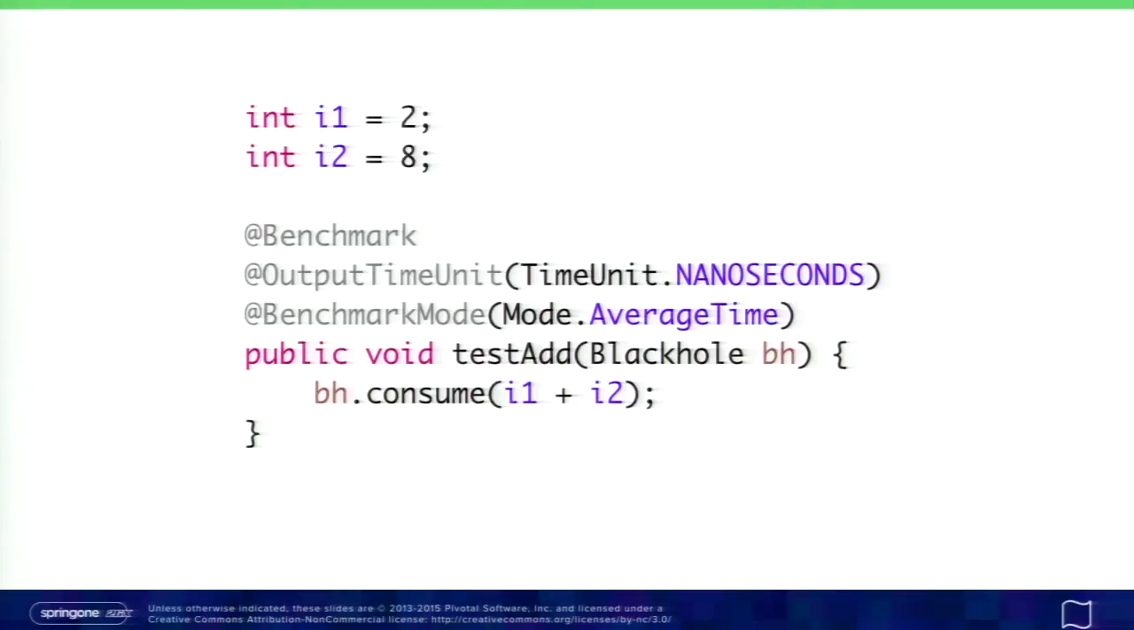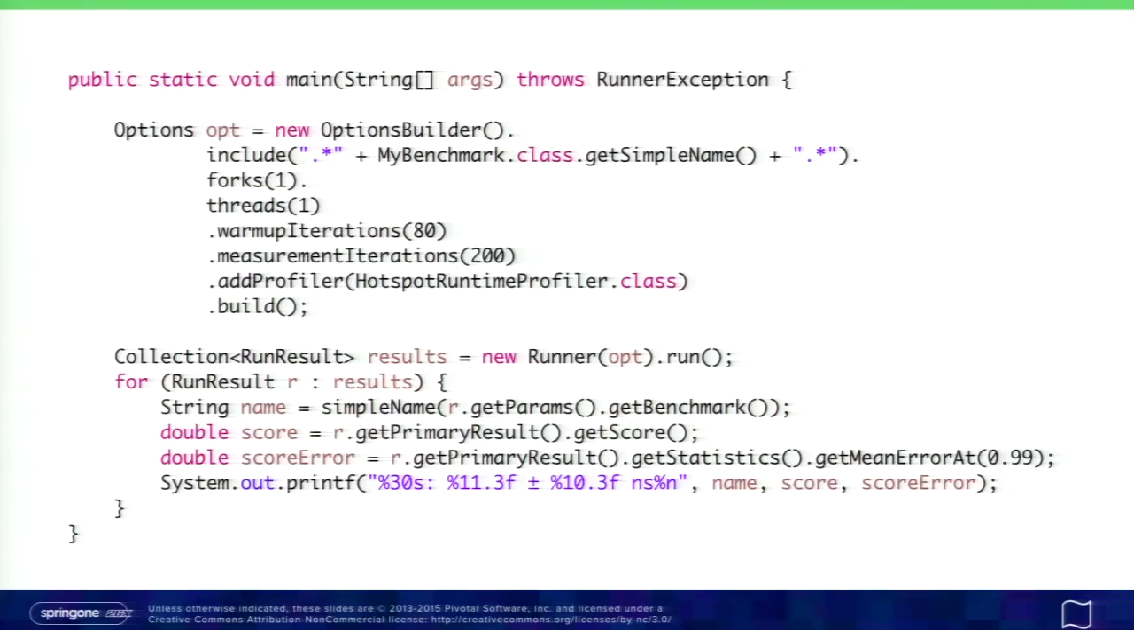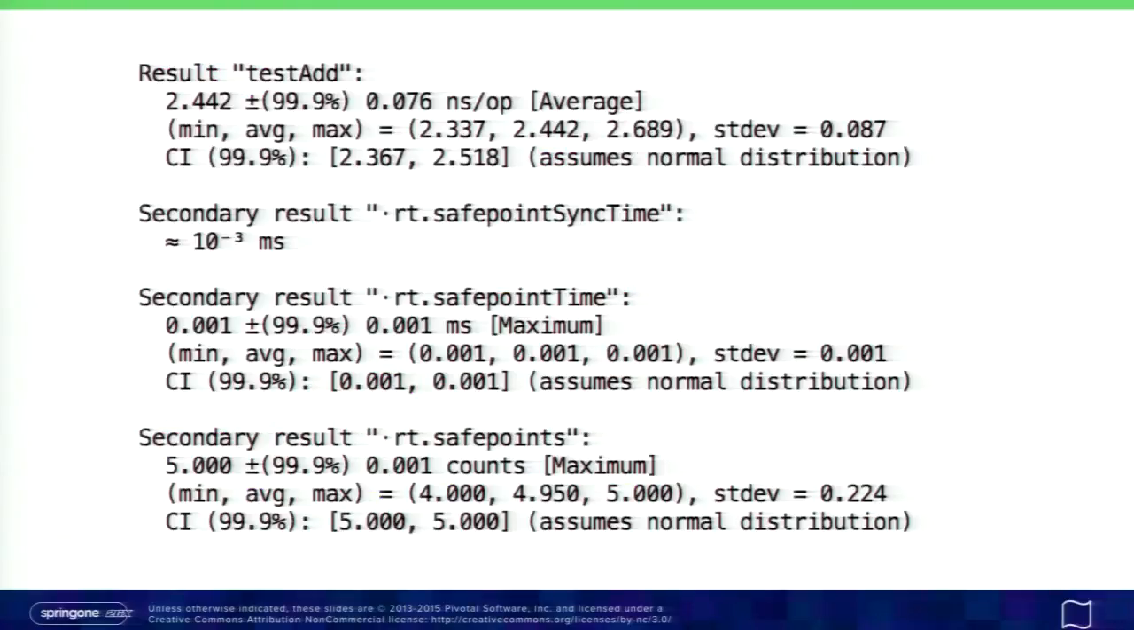All right, so let's write a few benchmarks here and examine Safepoints. This one's a simple one. It's taking two integers and just adding them together. To get Safepoint information, I'm first going to run with the HotSpot runtime profiler. This is going to print out results like this. So at the top, I get my timing information. This very simple benchmark is taking a little over 2 nanoseconds. My Safepoint sync time is essentially nothing. Safepoint time is essentially nothing, and I'm hitting 5 Safepoints through the duration of the entire test. So really not many.